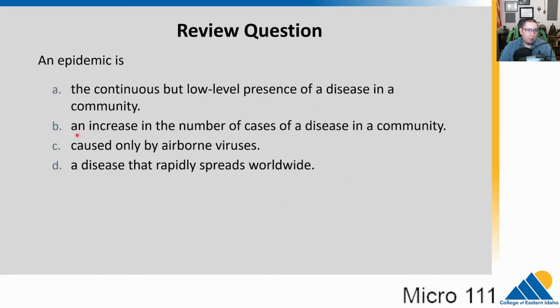Okay, hopefully you got this one. It would be B, an increase in the number of disease cases in a community. This one would describe an endemic disease, and the bottom one would describe a pandemic. This just is an outlier.